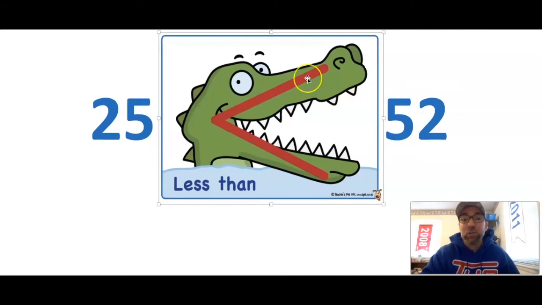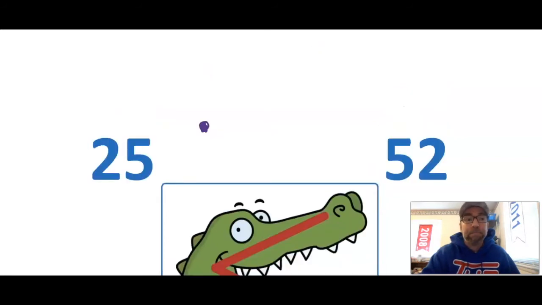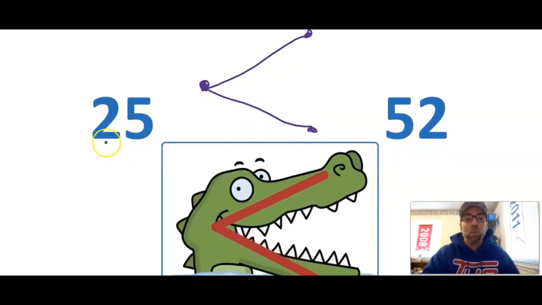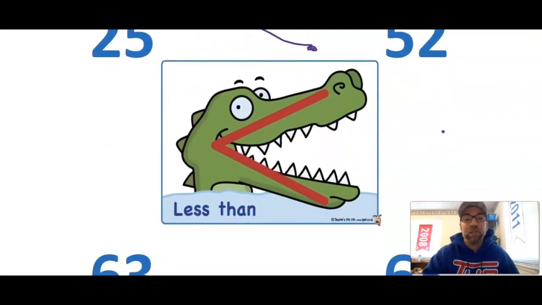Now let's go ahead and draw that math symbol, the less than symbol. Well, remember, one dot is going to go where my smaller number is. And two dots is going to go where the bigger number is. And then I'm going to connect the dots. 25 is less than 52. Wow. Go ahead and erase your whiteboard. Let's try another one.